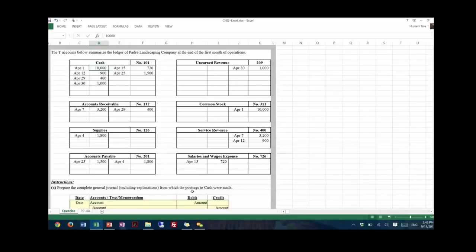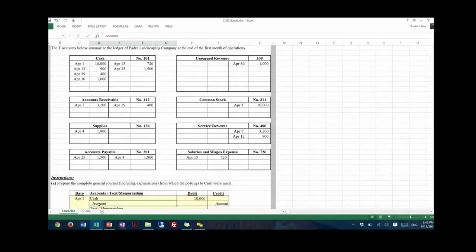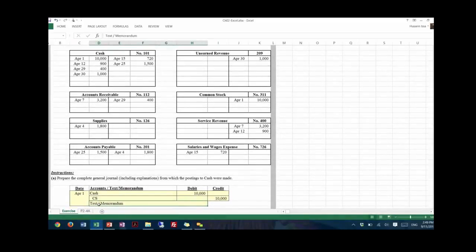Common stock appears for the same amount and the same date, right? So we know that on April 1st, what happens to cash? It's easy. You look at it here, it's on the debit side, this is on the credit side. So cash was debited 10,000. And then the other account was common stock, 10,000. The explanation would be what? Issuance of stock. That was an investment, same thing. So this is issuance of stock.